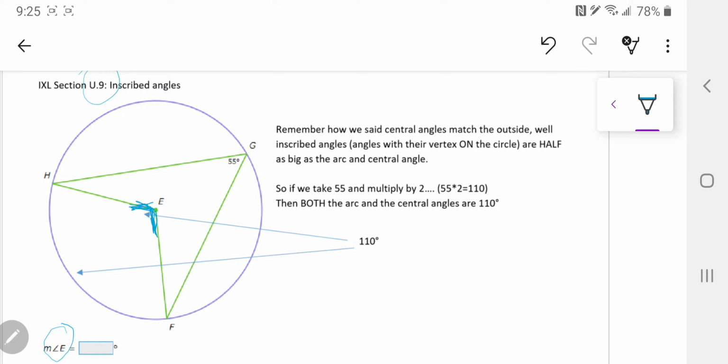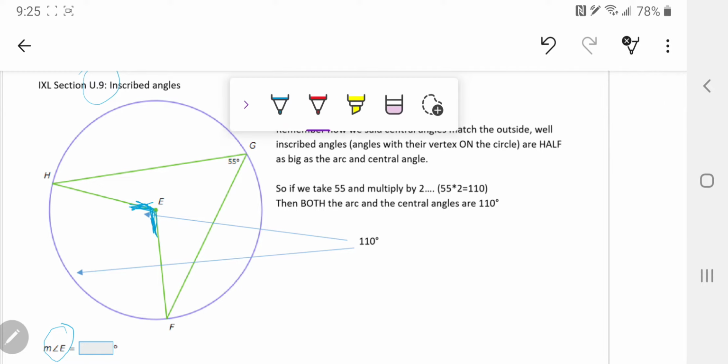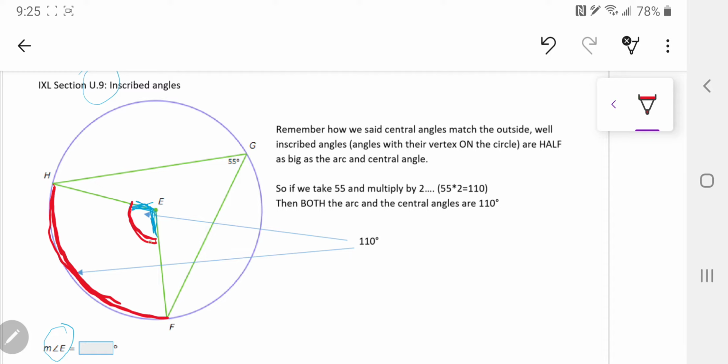So central angles, we said match. Do you see how E is the center of the circle? So this angle will match this arc. They should have the same measurement, the same angle. Okay. Now we don't know this one, but we do have this 55.